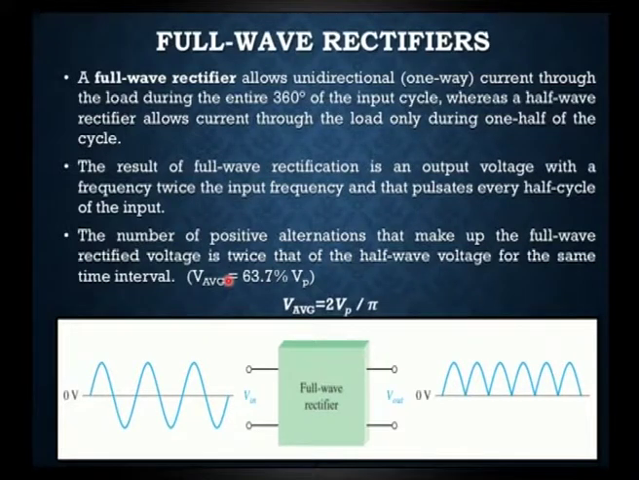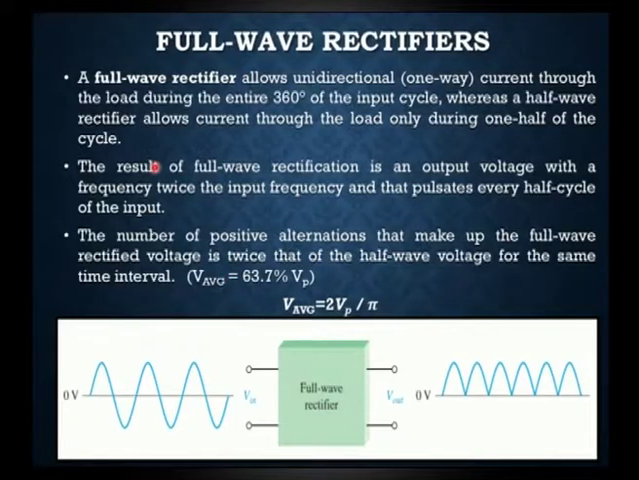Full wave rectifiers, as the name indicates, give us output during both the positive and the negative cycle. We can observe current through the entire 360 degrees of the input cycle. This is how the full wave rectifier works. A full wave rectifier allows unidirectional current through the load during the entire 360 degrees of the input cycle, whereas a half wave rectifier allows current through the load only during one half of the cycle. That is what we can observe with the help of our input and output voltage.